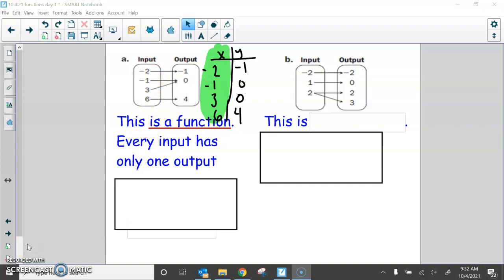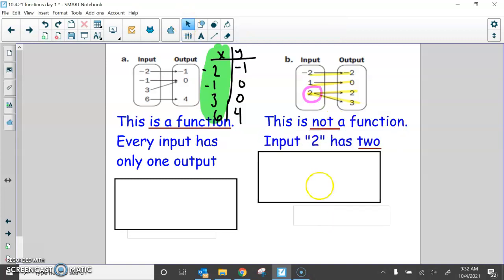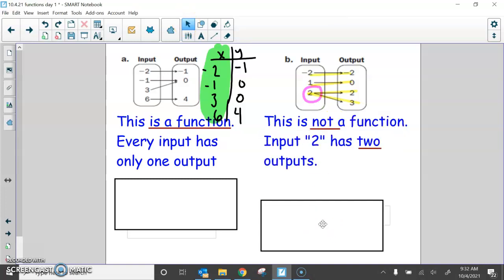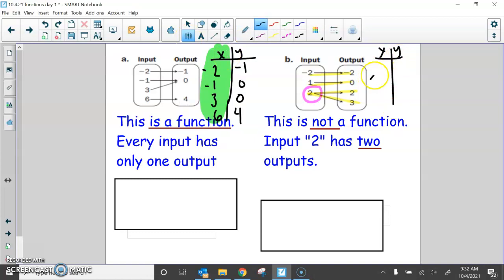Okay, so now if we look at B, remember, we're looking at the arrows that are coming from the left side. 1 goes to 0. Then 2 goes to 2, but 2 also goes to 3. So right here, where there are 2 arrows coming off of that 2 on the left, that means this is not a function. That input of 2 has 2 outputs. And if you were to see that in a chart, that would mean 2 is 2 and 2 is 3. So right here on the left, that 2 repeats itself.